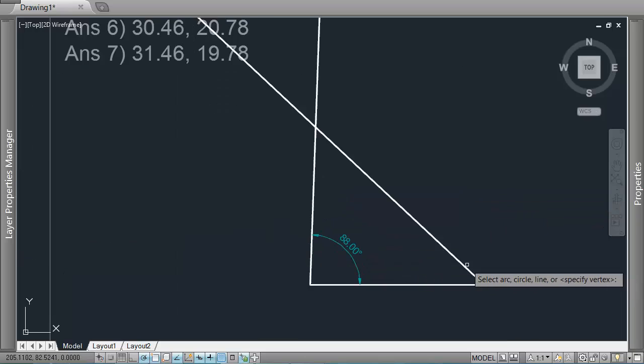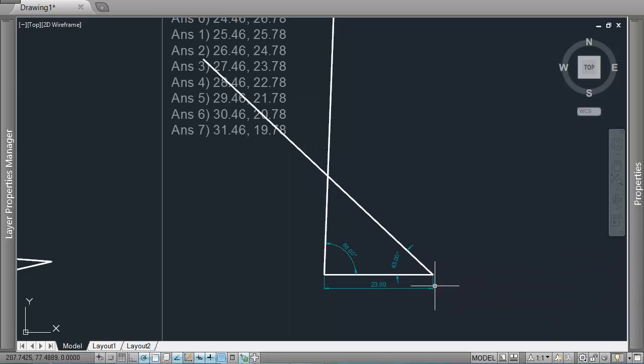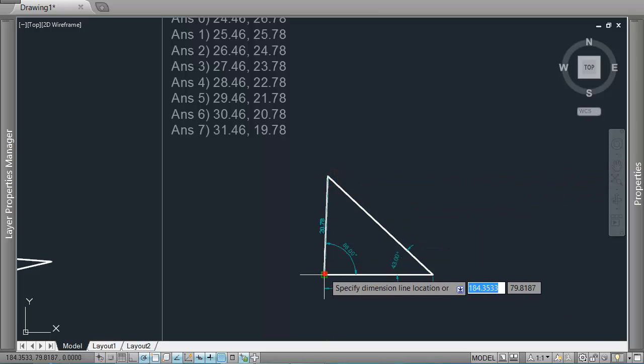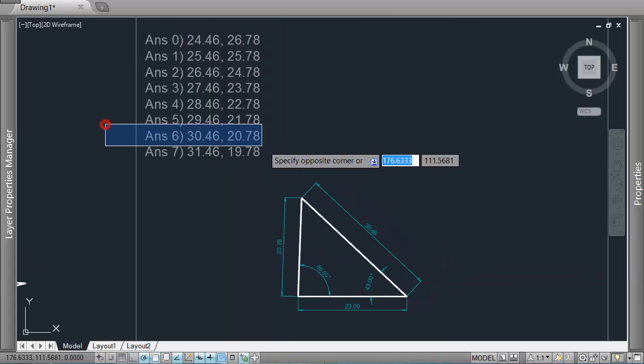Now we'll just check that all of this triangle has been drawn correctly. So there's the 43 degrees, there's the 88 degrees. We have the side length 23 there. So if we trim off the other parts of the triangle, the unneeded parts, we can then find that the remaining lengths, we have 20.78 on that side and 30.46, so that's answer 6.